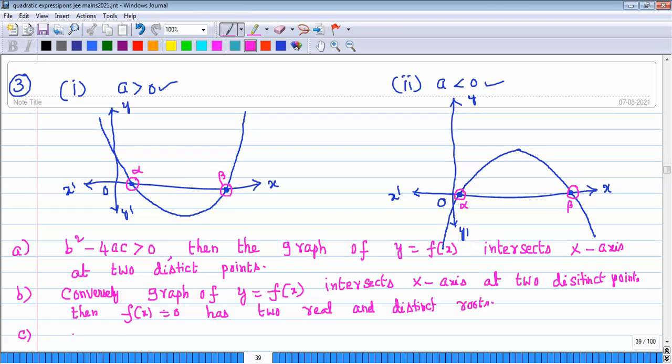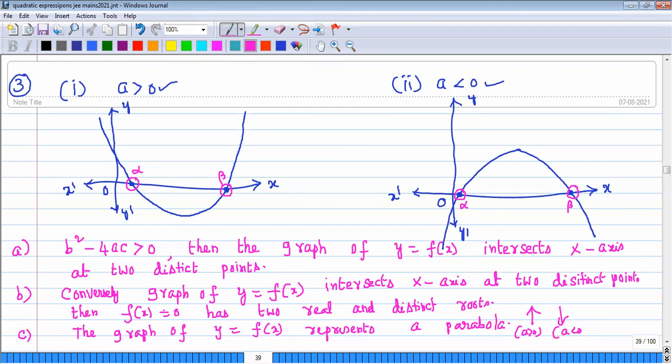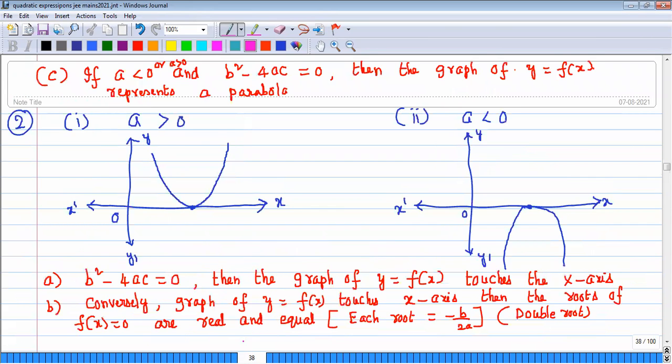Next, third point, if you wish, you can write it. The graph of y is equal to f of x represents a parabola. So it may be upwards or downwards accordingly. Upwards means a greater than 0. Downwards means a less than 0. Simply we can write like this, symbolically. Okay, these three cases will arise.